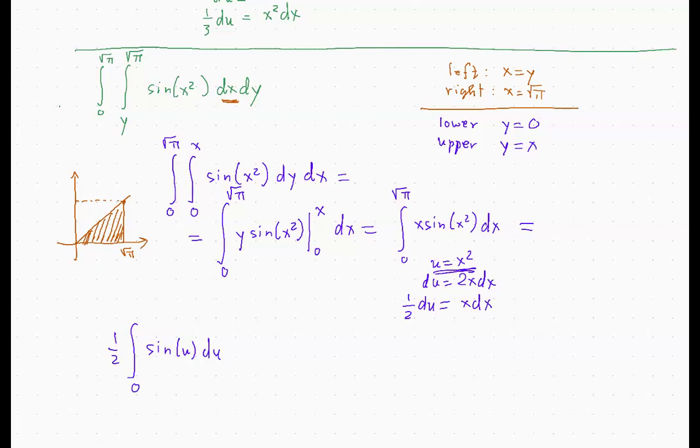And here we're going to get negative 1/2 cosine of u. That's the antiderivative from 0 to pi, which is going to give you negative 1/2 of cosine pi minus cosine 0. Cosine pi is negative 1, right? Cosine 0 is 1, so minus another 1. And so this will be negative 2 multiplied by negative 1/2. That will give us eventually the number 1, which is the answer to our problem.